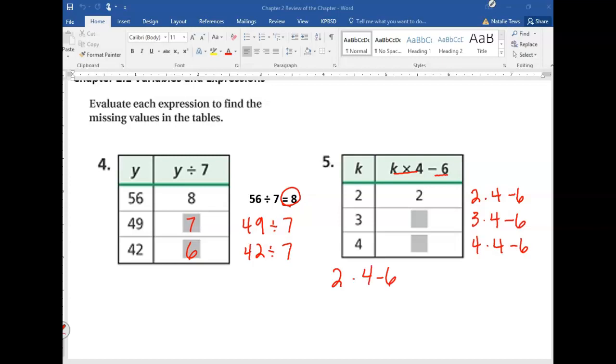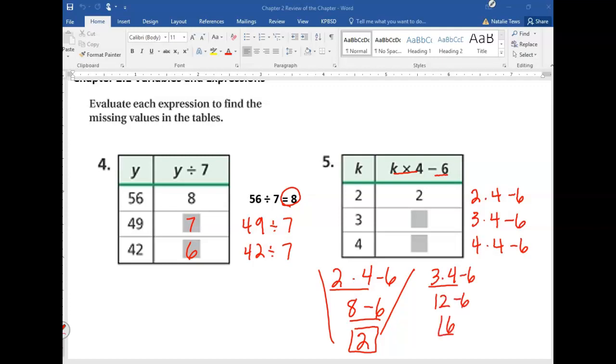According to order of operations, what will I do first? 2 times 4. 2 times 4 is 8 minus 6. And have a 2 here. Okay? Notice they already answered a 2 here, so I'm not going to do anything, but I proved it. My next one is 3 times 4 minus 6. So I'm going to multiply, then I'm going to subtract, and I ended up with 6. So I can write that in my box.